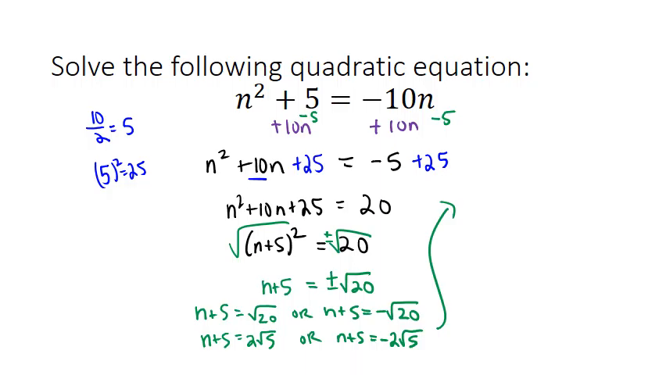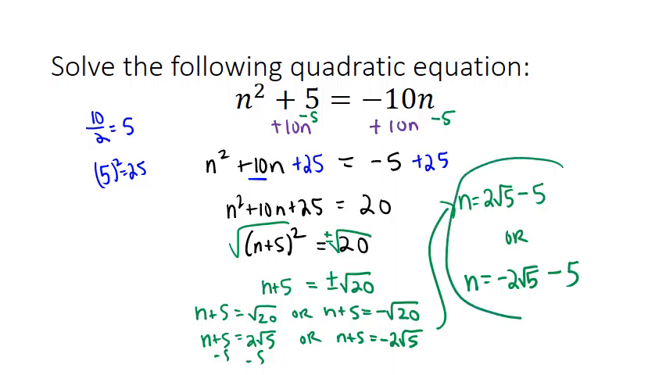Now simplifying, I'm going to subtract 5 from both sides. So I have n equals positive 2 root 5 minus 5, or n equals negative 2 root 5 minus 5. Those are the two solutions, and I have solved this equation by completing the square.